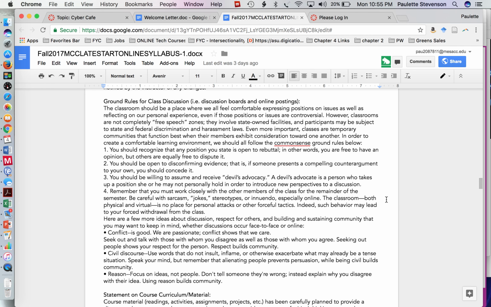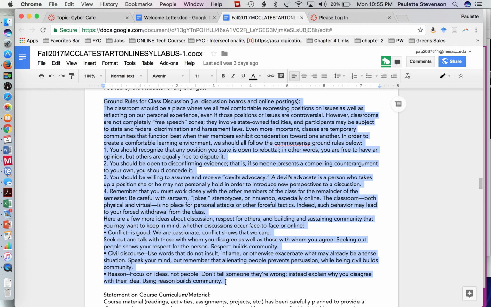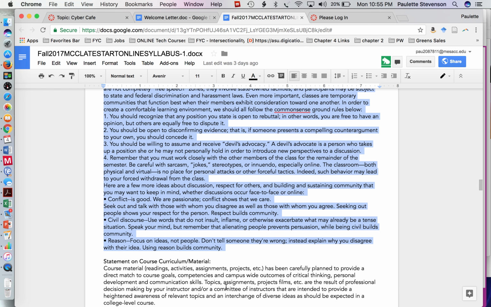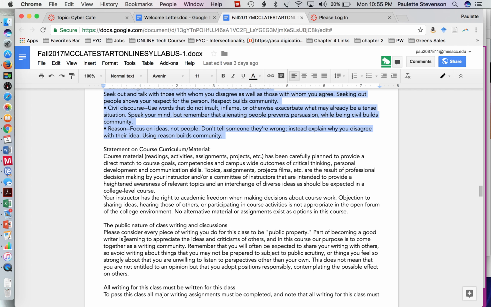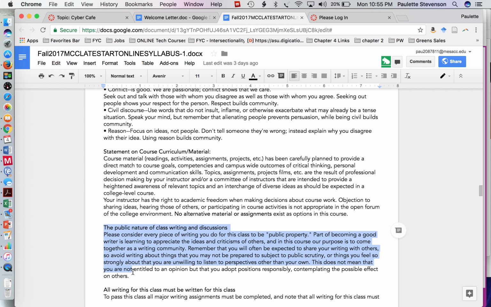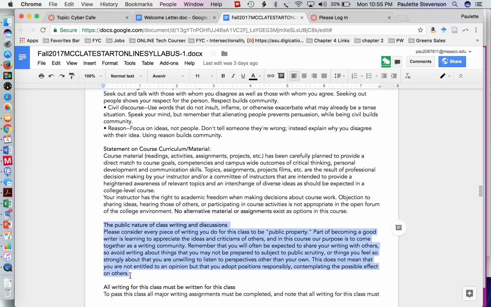So these rules up here are about being respectful to each other. Alternative viewpoints are fine, engaging with somebody and asking questions and disagreement is great, but we're going to be respectful of each other. Our class is public with each other, and I don't mean public on the internet. I mean anything you write for this class can be read by everyone else in this class.